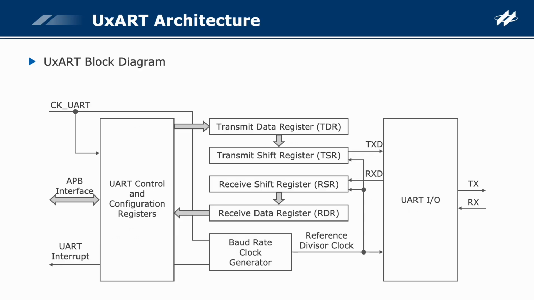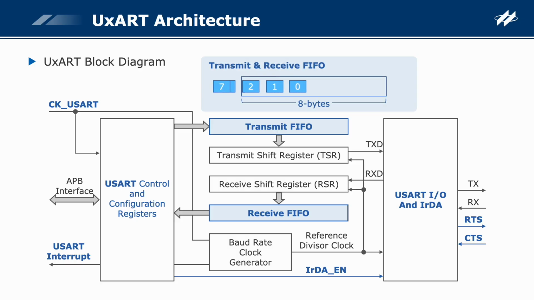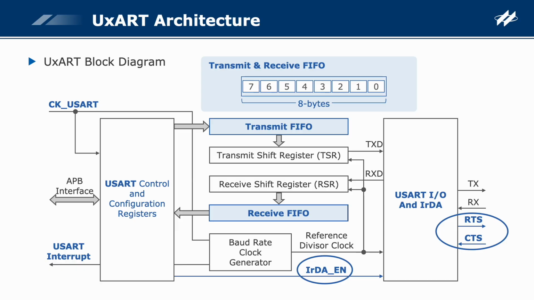In the block diagram, the USART replaces the transmit data register and receive data register with transmit FIFO and receive FIFO, and adds the IrDA control function and RTS and CTS pins. The transmit FIFO and receive FIFO can cache larger amounts of data, meaning that an interrupt is only triggered once a specified threshold has been reached. This reduces the number of interrupts and prevents data loss due to delayed processing. The IrDA-EN allows the USART to support the IrDA mode. The RTS and CTS pins allow the USART to use the hardware flow control function to prevent transmitter overflow or receiver buffer overrun.